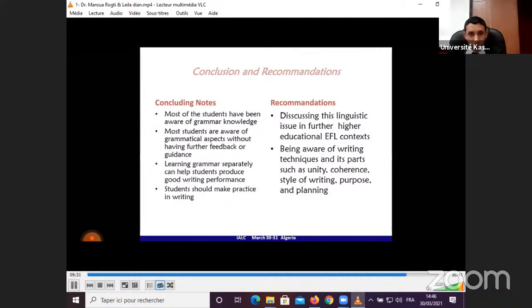So ultimately, being aware of how to write, how to organize, how to order and relate words and sentences is necessary, but not sufficient if the student doesn't have control over the writing techniques and features such as unity, cohesion, style of writing, verbs, and planning.